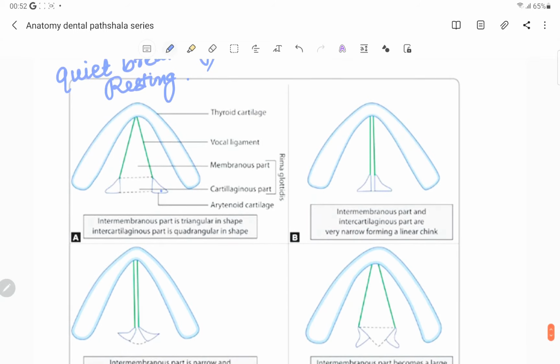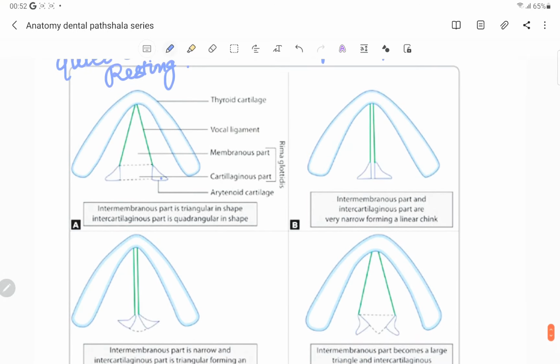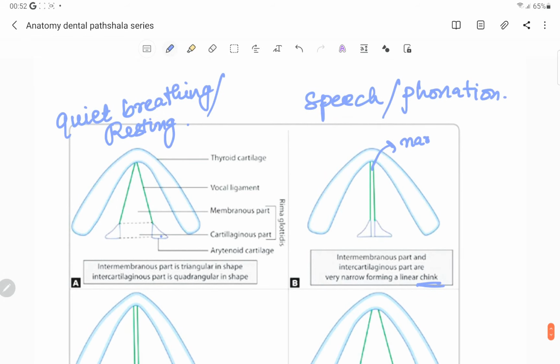Now, in case of speech or phonation, once we are speaking, the glottis is reduced. I mean, if you see, it has become so narrow. So the opening becomes quite narrow, which is thin. When the opening becomes narrow or thin, we call it the chink. It is basically a narrow opening in case of speech or phonation, which we call chink.